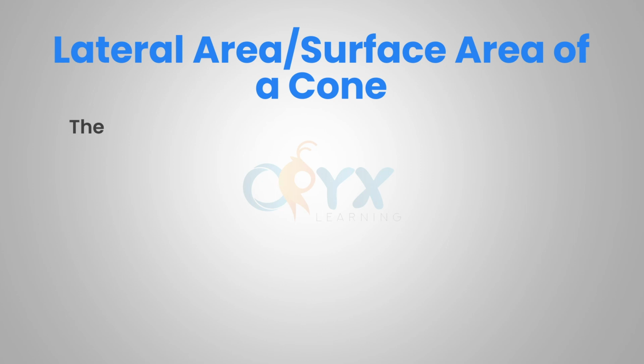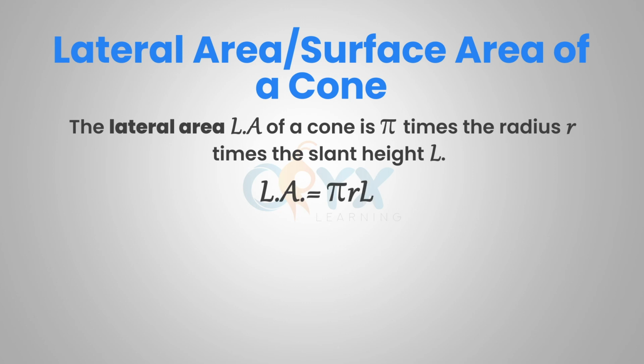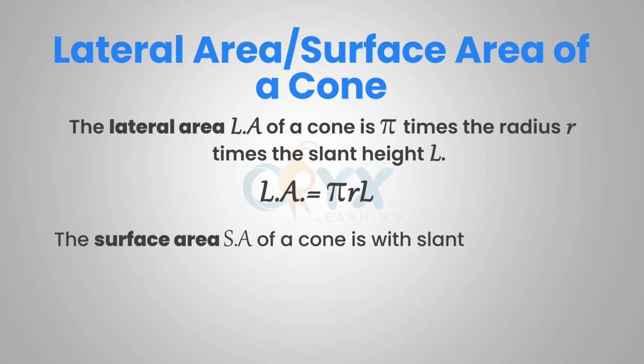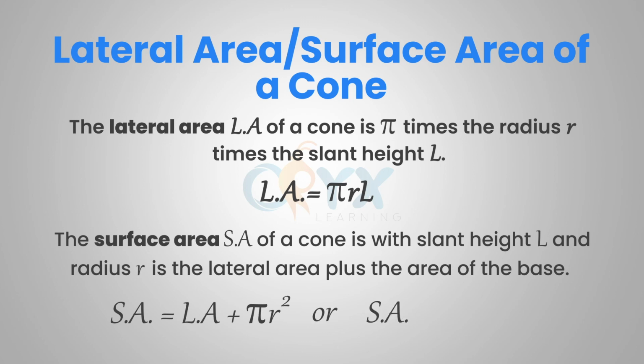So remember, the lateral area, LA, of a cone is pi times the radius r times the slant height, L, or LA equals pi r L. The surface area, SA, of a cone with slant height L and radius r is the lateral area plus the area of the base. So the surface area is the lateral area plus pi r squared, or the surface area is pi r L plus pi r squared.